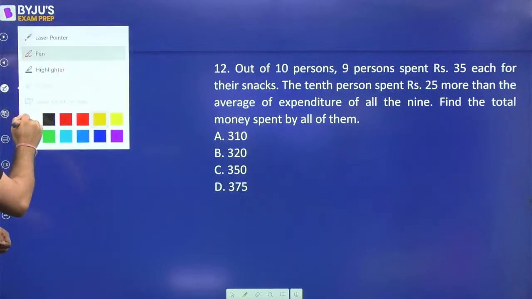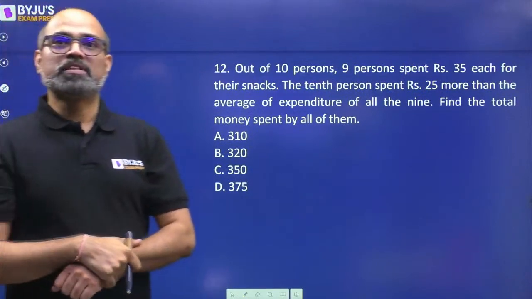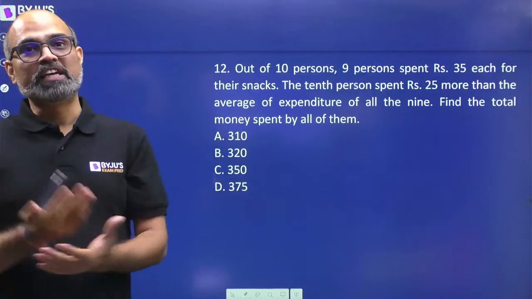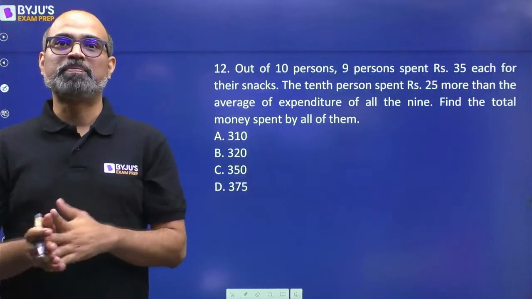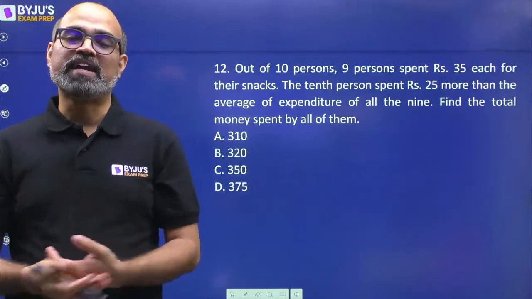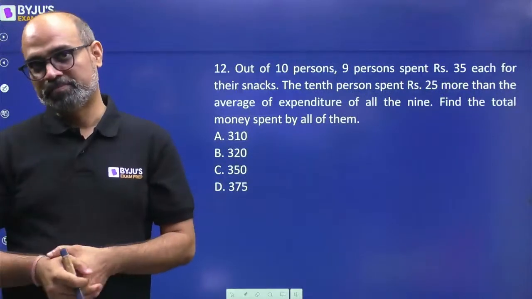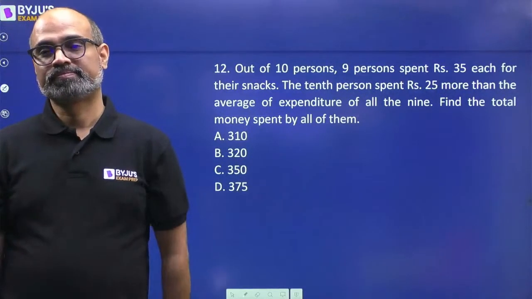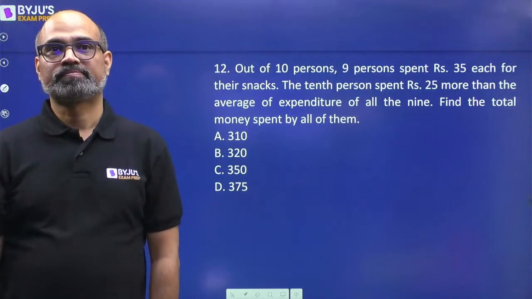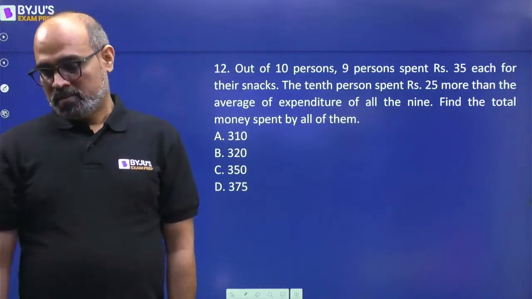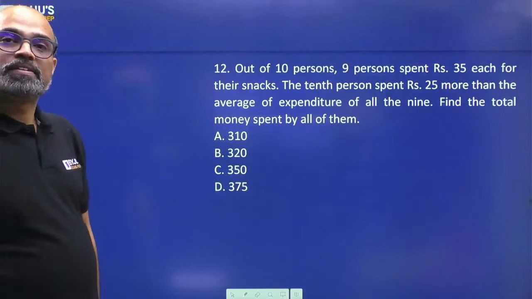It's always faster and more accurate. Okay, the next one. Out of 10 persons, 9 people spent rupees 35 each on their snacks. The 10th person spent rupees 25 more than the average expenditure of all the 9. Find the total money spent by all of them.